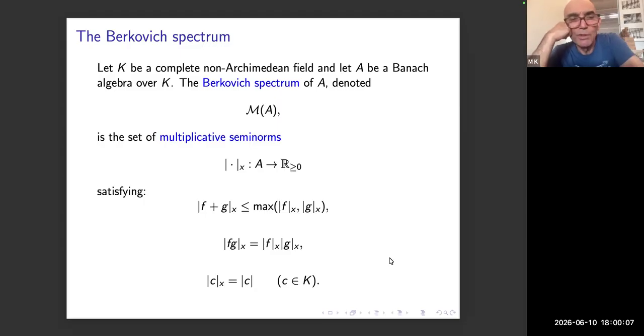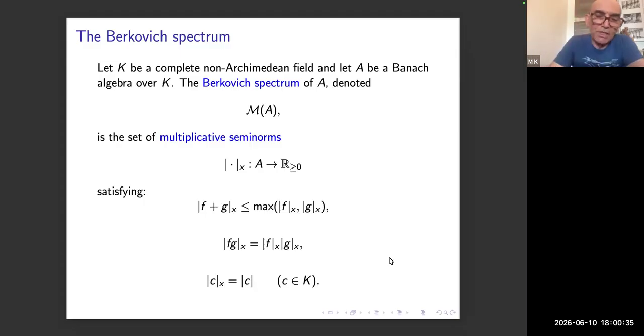So, okay, I mean, you can think of K as CP. Just take CP for K and take a Banach algebra over CP, the way you look at complex Banach algebras, for example. So the Berkovich spectrum of A, which we denote by M of A, is the set of multiplicative seminorms on A. So these are the properties of multiplicative seminorm.